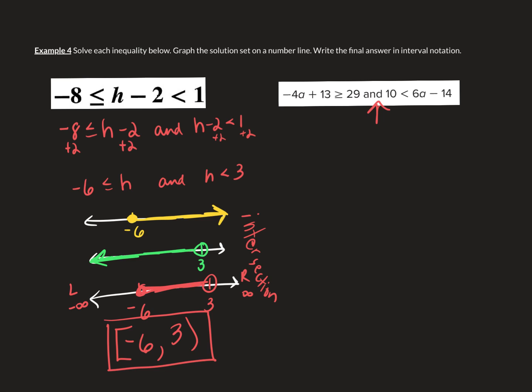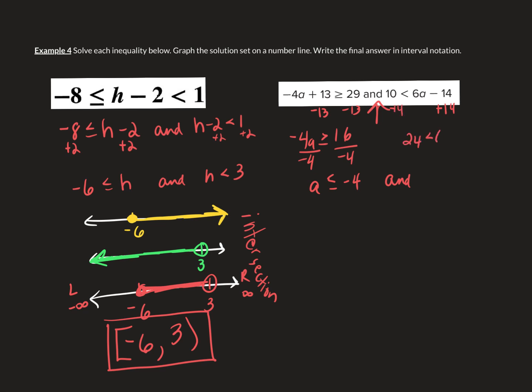Now I'm going to solve this next one. I'm going to subtract 13 from both sides. -4a is going to be greater than or equal to, is that 16? Yes. Divide by -4. I'm dividing by a negative, so I must flip that inequality symbol over. So a is less than or equal to -4.